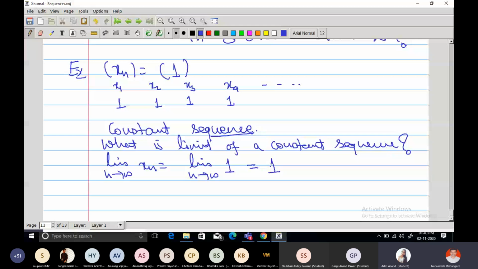In case of the 1 by n sequence, as n increases, the terms are going towards 0. Therefore, we say that the limit is 0 for the 1 by n sequence, or in the previous 2 upon 3 n square. But here all terms are 1, so there is no movement. All terms are 1, so the limit is 1. Using the definition, can you verify this?